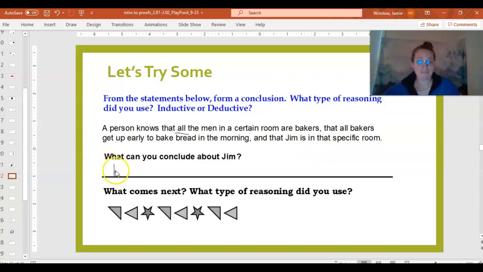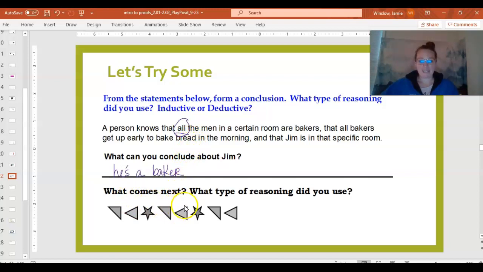Jim's a baker, right? He's a baker because they've already told us the general rule is all the bakers are in this room. They're saying all the people in the room are bakers. They didn't say most, a few, some, because sometimes we talk about this and say, well, Jim could have been passing through. Jim could have been the manager on duty and checking on the bakers. And while that's true, we're using this rule that all of the people in that room are bakers.